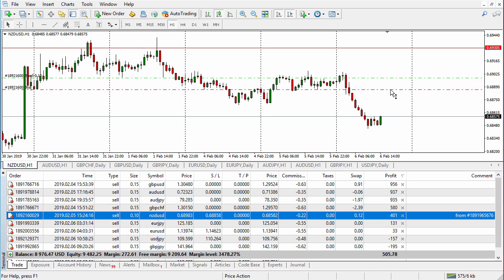So, I'm going to be zooming out of this price chart a little bit to give you a clearer view of what price action has been up to on the 1-hour time frame of the NZD-USD for the last couple of days.